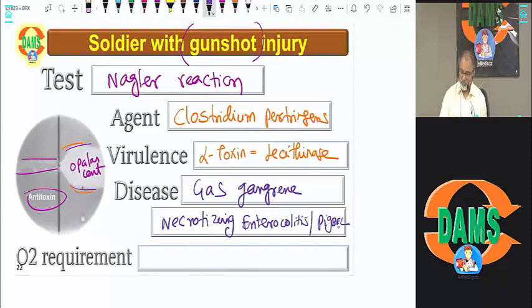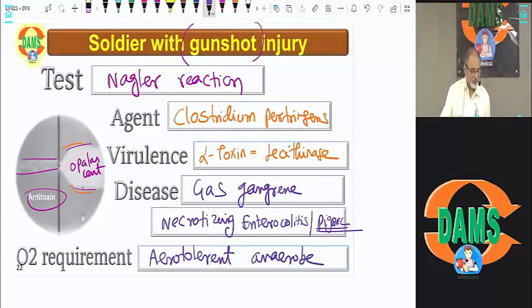What about the oxygen requirement of this bacteria? Clostridium comes under anaerobe, but they can tolerate oxygen. Aerotolerant anaerobe. It comes under aerotolerant anaerobe.